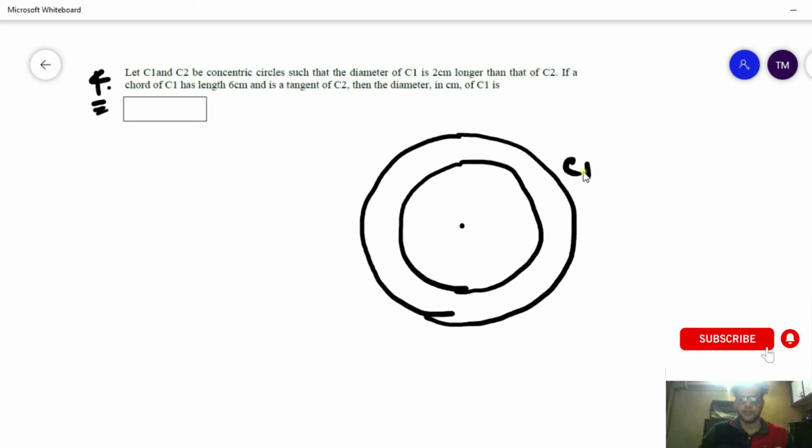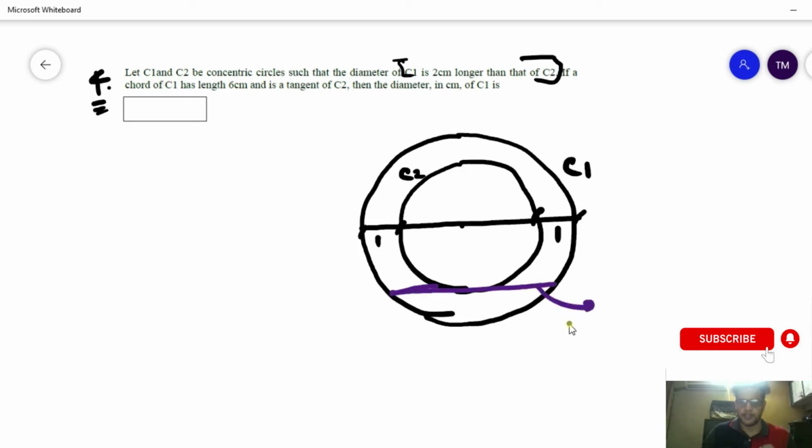So let this be C1. And let this be C2. Now the diameter of C1 is 2 cm longer than the C2. That means if we draw the diameter of C1, this extra part has to be 1 and 1. Also, there is a chord of length 6 cm which is tangent to circle C2. So this is my chord and it is 6 cm.